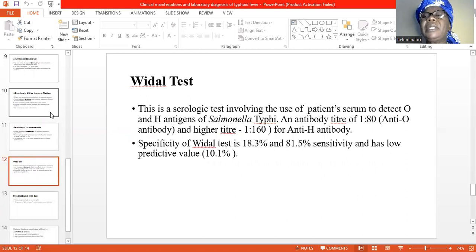The Widal test is simply a serological test involving the use of the patient's serum to detect O and H antigens of Salmonella typhi. An antibody titer of 1 in 80 for anti-O antibody and a higher titer of 1 in 160 for anti-H antibody is indicated. Specificity of Widal test is 18.3%, which is far below that of the stool culture method, and 81.5% sensitivity and has low predictive value.